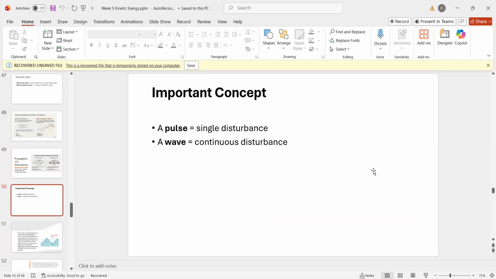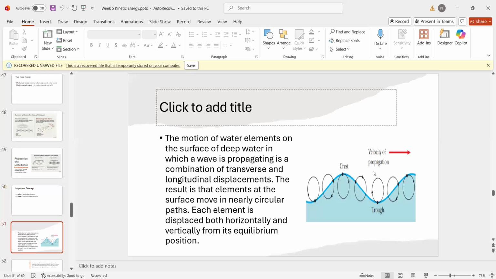So what we call pulse and waves. The pulse basically means a single disturbance, but waves are a continuous disturbance. So that's a wave. So there are some waves that exhibit both transverse and longitudinal motion, just like the sea water.